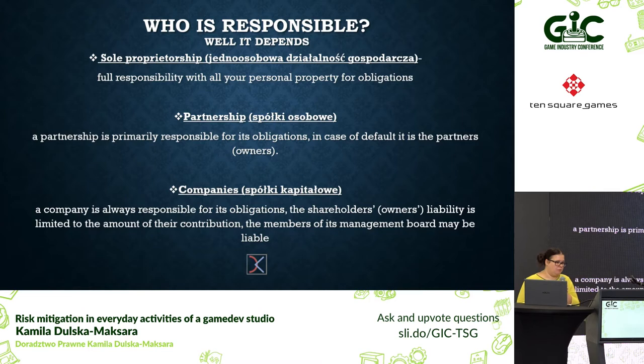The third entity are companies, so spółki handlowe, also in general, without dividing them into every single one. So the first and main rule is, of course, the company is always responsible for its obligations. So the company with all its assets, with share capital, with, again, computers, offices, chairs, staff, etc. Then shareholders, but it's limited only to the amount of the contribution into the share capital. So what you paid for your shares, what you put into the company's capital, that is all your liability for the company's debt.